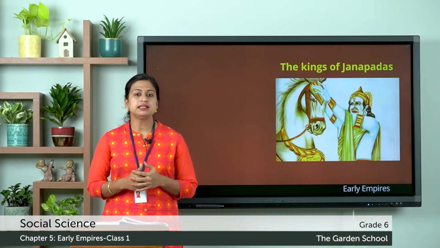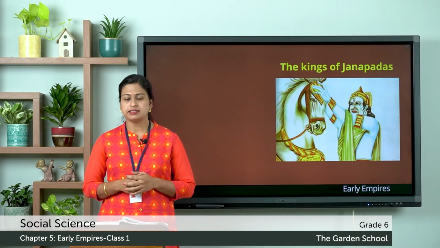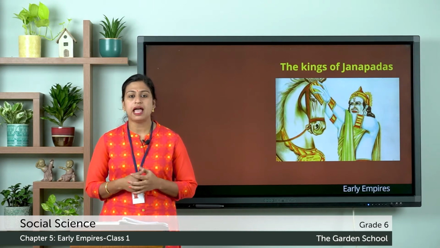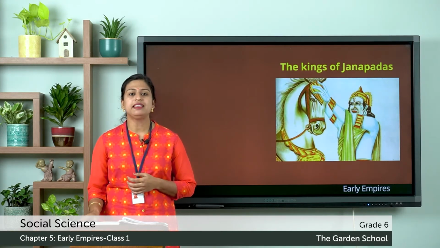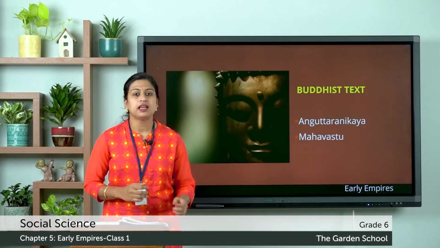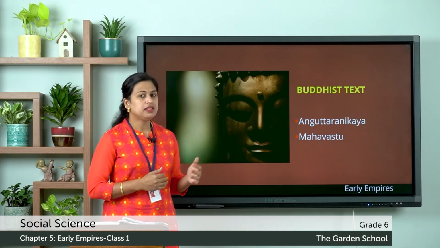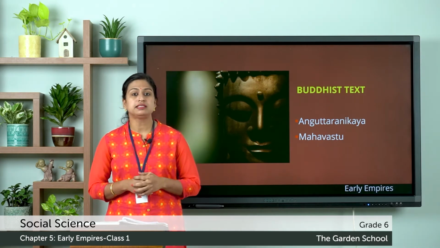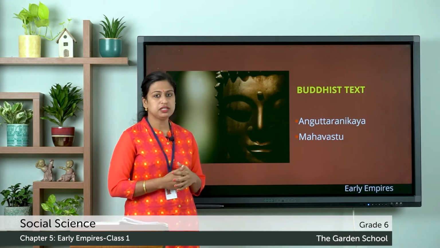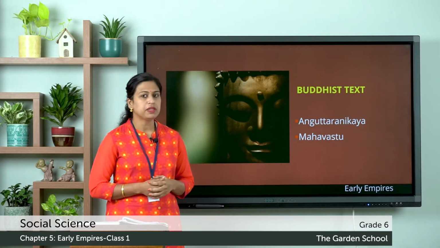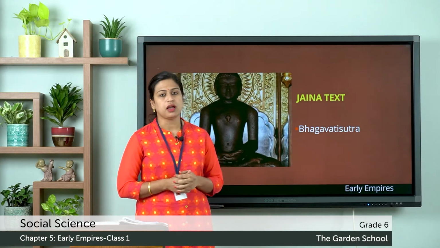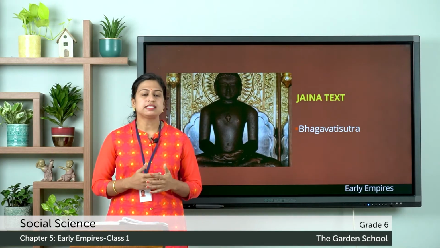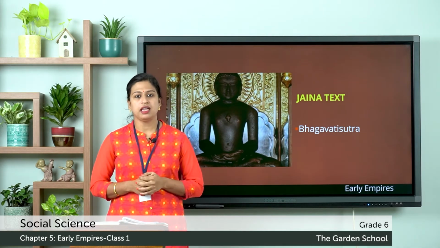So by around 600 BCE, many Janapadas had become bigger and powerful, and they came to be known as the great kingdoms, or the Mahajanapadas. Here Maha means big. So you must be thinking, from where do we get all this information? We get it from the Buddhist texts and the Jain texts. The Buddhist texts are the Anguttara Nikaya and Mahavastu, and the Jain text is the Bhagavati Sutra.